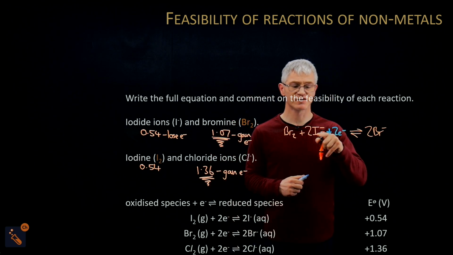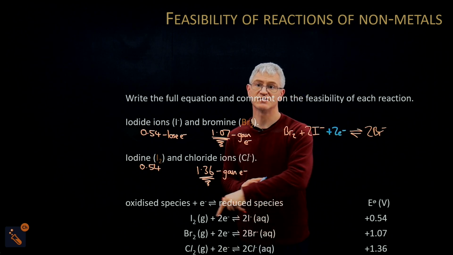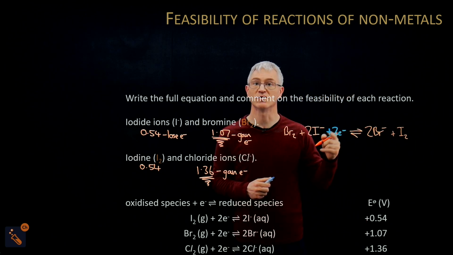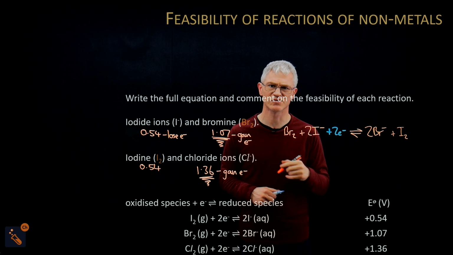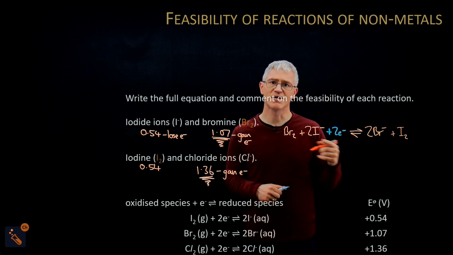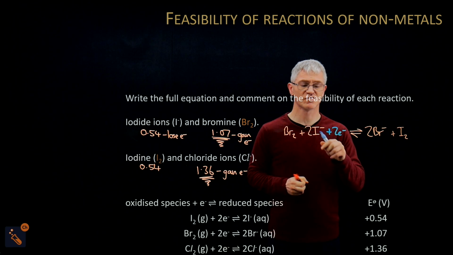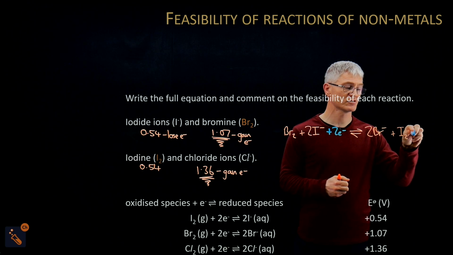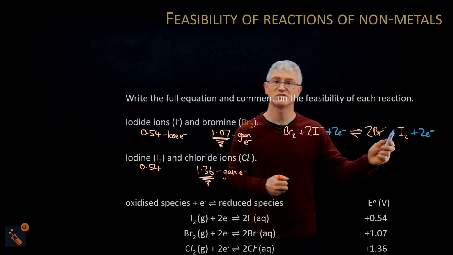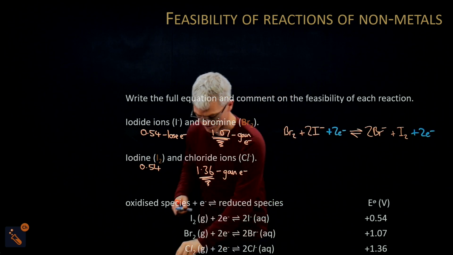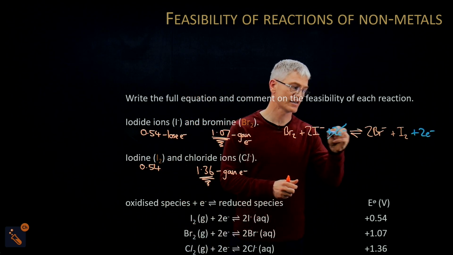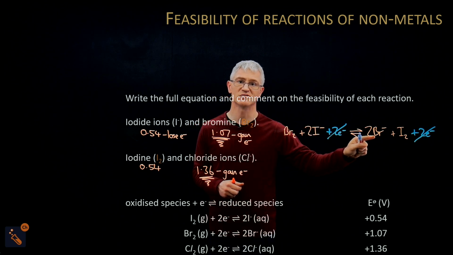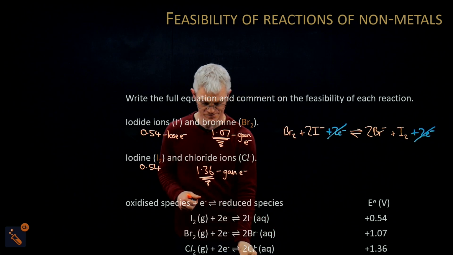And then the iodide is going to go into I2. I haven't written the state symbols just because I haven't got a lot of space, but if I was you, I'd write the state symbols. Now if you're going from bromine plus 2 electrons, and then 2I minus to I2 plus 2 electrons, we have 2 electrons on each side, which means they're going to cancel out. That gives us our full equation, which is Br2 plus 2I minus goes to 2Br minus plus I2.